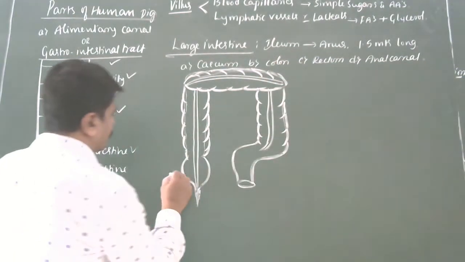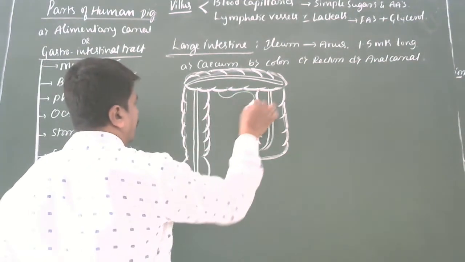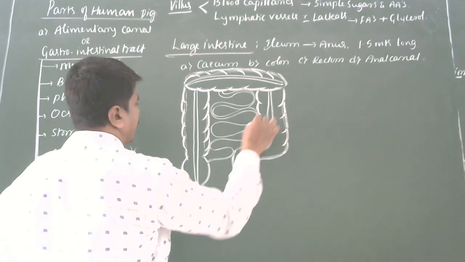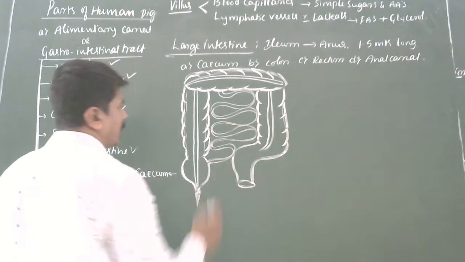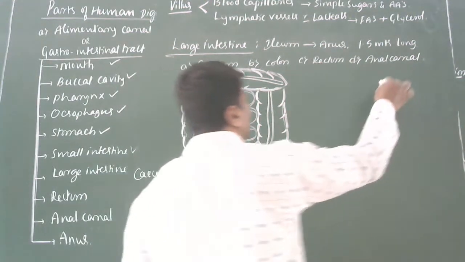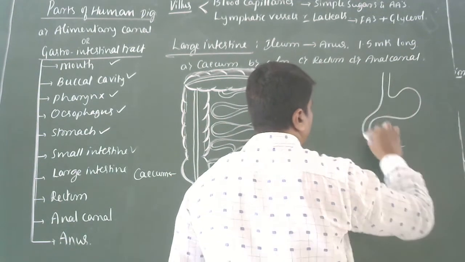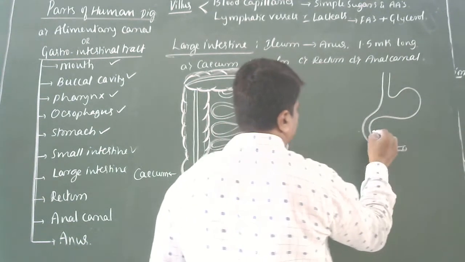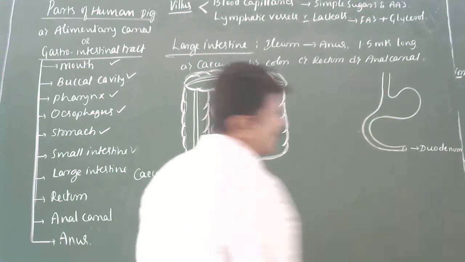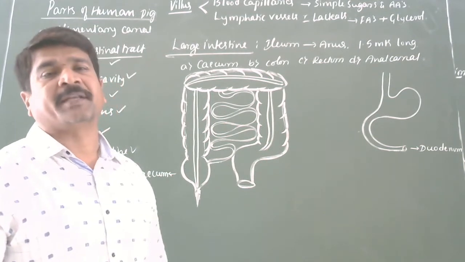See here, this is the cecum. Here you can find the small intestine: the jejunum and ileum. One more thing, I forgot to explain the duodenum. The duodenum is a C-shaped loop that measures about 25 centimeters long.